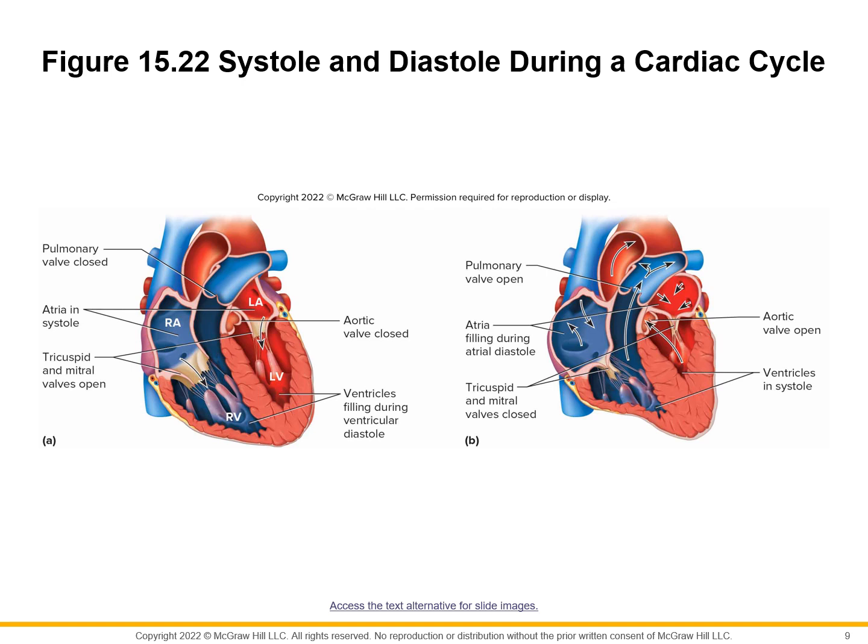This will lead to, as I said, closure of AV valve and opening of semilunar valves, and after that the blood will be ejected into aorta and pulmonary trunk. Finally, the pressure will drop into the ventricles, and due to this drop in pressure, the semilunar valves will close, leading to the second heart sound, and as well the tricuspid and mitral valves will open. Okay, and the cycle will continue. We call this cardiac cycle. Cardiac cycle.